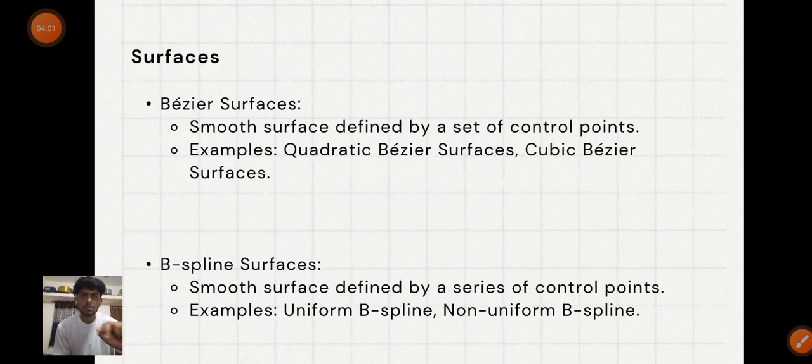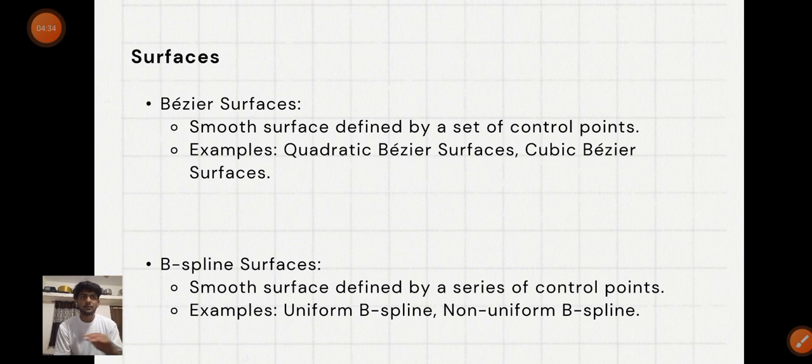So next are B-spline curves. B-splines, or basis splines, are another widely used method. They offer more flexibility than Bezier curves. There are also NURBS, non-uniform rational B-splines. NURBS are an extension of B-spline curves. They introduce the concept of weights, providing more control over the shapes.